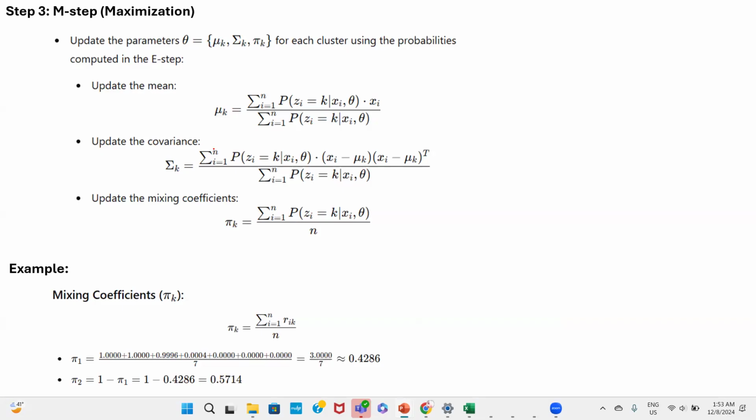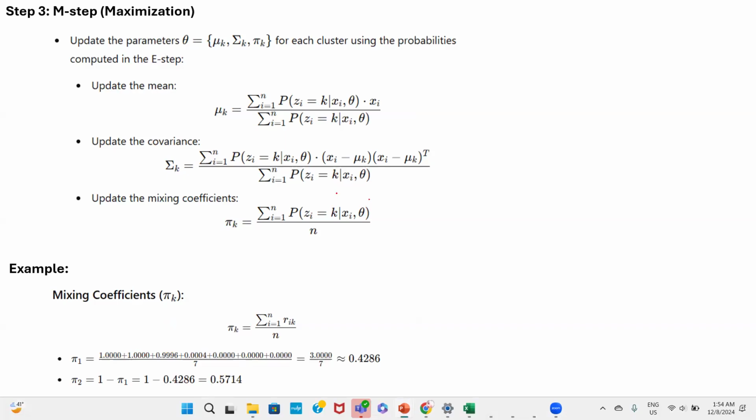Similarly, updating the covariance is nothing but the probability times (xi minus mu) whole transpose, divided by the sum of the probabilities. Updating the mixing coefficient is the sum of the posterior probabilities divided by the number of points. If you look at this example, you will understand. The first example is updating the mixing coefficient for the particular cluster. We have taken all the responsibilities, the summation of all the posterior probabilities.